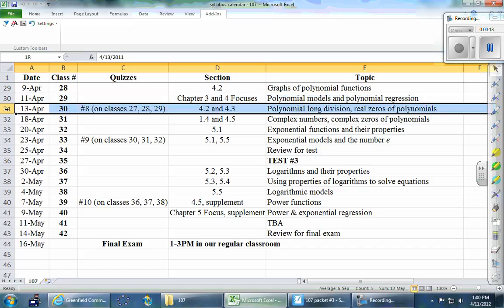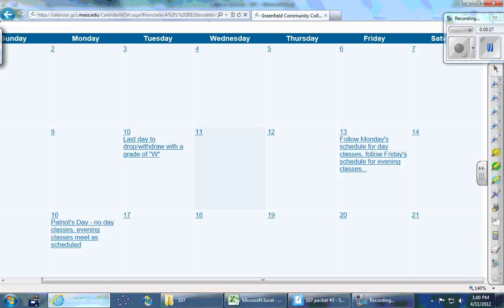Next class, what's going on? Quiz number 8 is on Friday. And then a look at the GCC calendar. If you were planning on withdrawing from a class, I hope you did it because yesterday was the last day to do it. This coming Friday, 2 days from now, follows a Monday schedule during the day. So this Friday, you go to your Monday classes. It won't affect us, but it might affect some of your other classes.